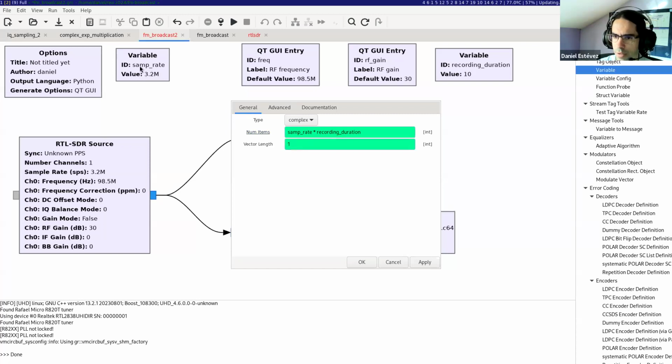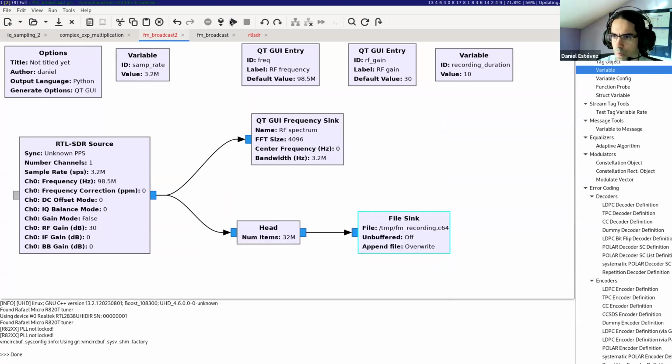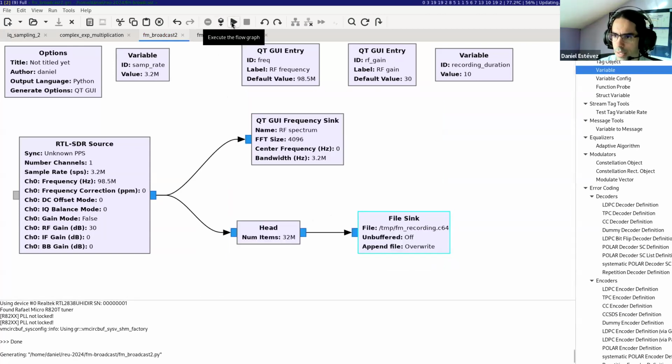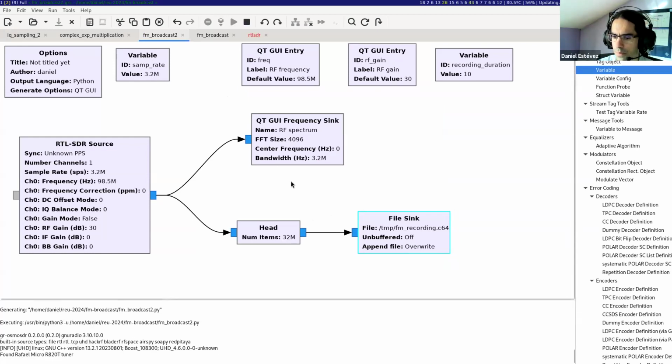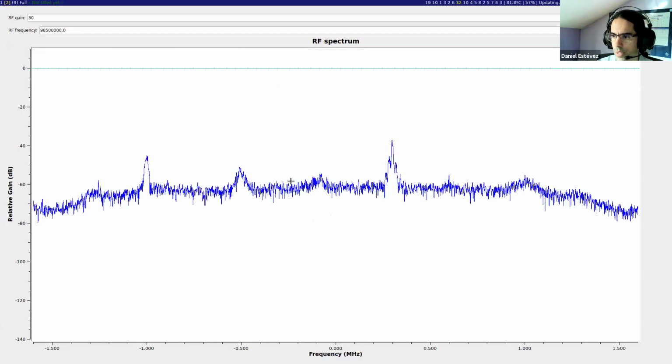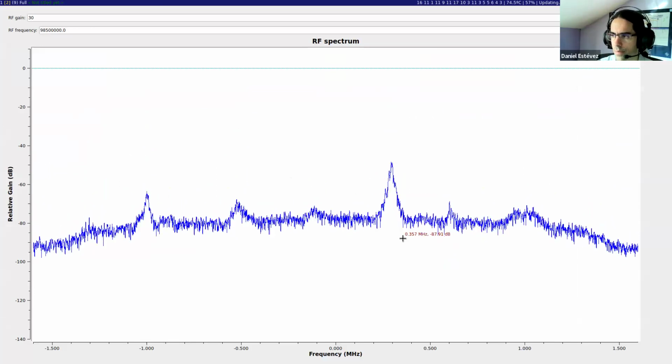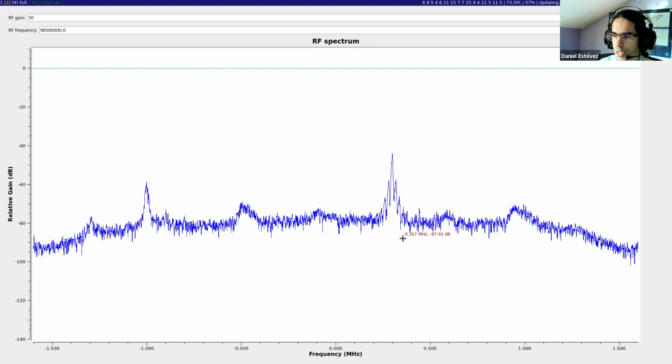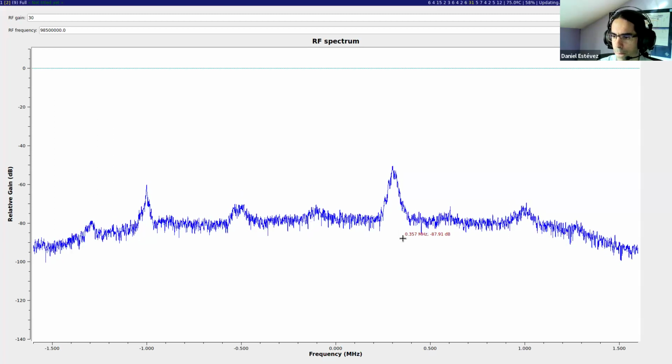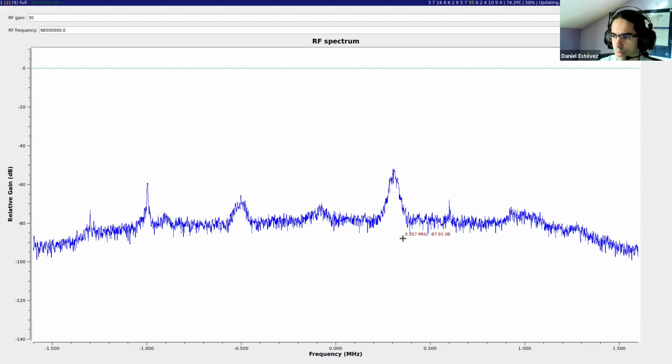Depending on whether this sample rate is a real number or a floating point number, you might need to round this if you get any errors. And you can check, this is 32 million samples. So that's what we need for 10 seconds. Then I click here, play. And we can see the signals, and the file is being recorded to disk. And in 10 seconds, everything will stop.